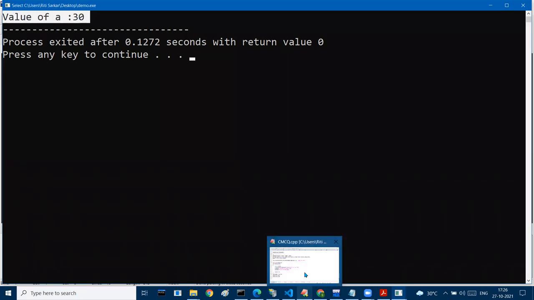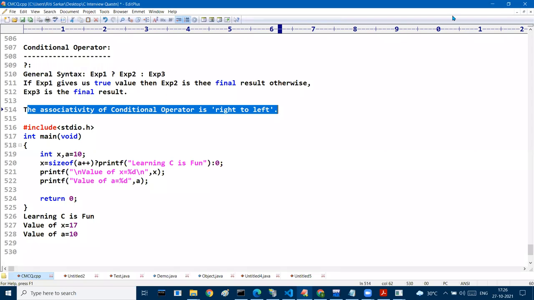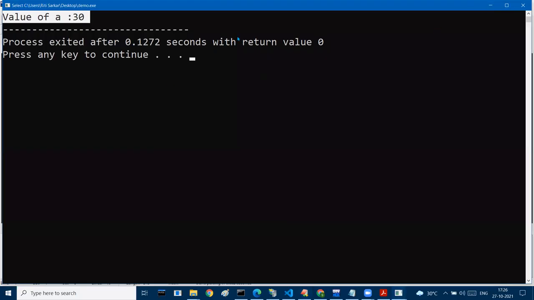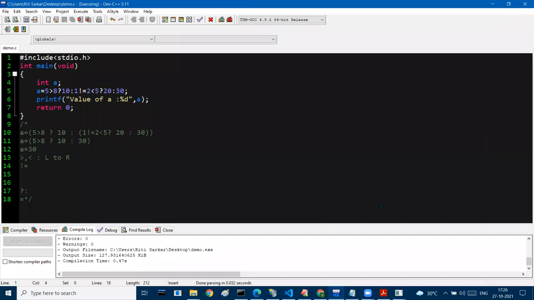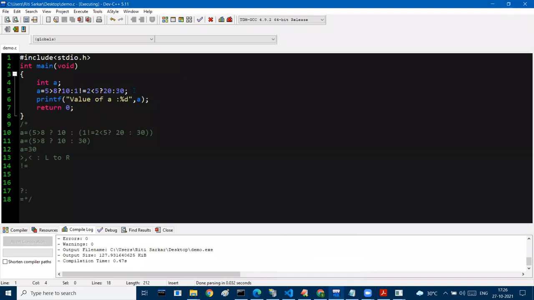Now today at the beginning we took one conclusion. What is the conclusion? The associativity of the conditional operator is right to left. And this is the perfect example to understand that yes, associativity of the conditional operator is right to left. Everyone understand this, guys? All of you understood how this example is evaluating the value as 30.